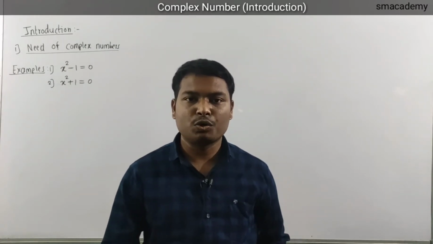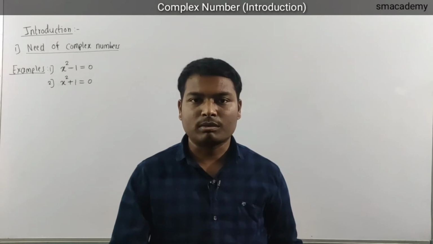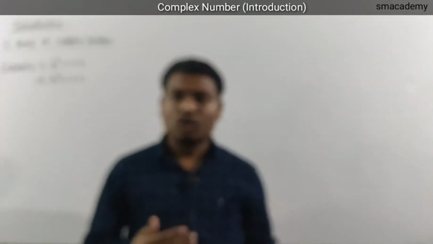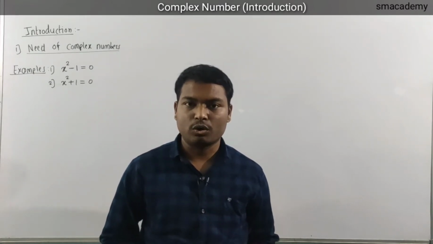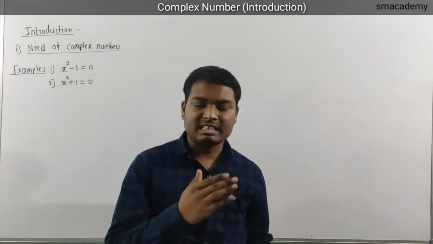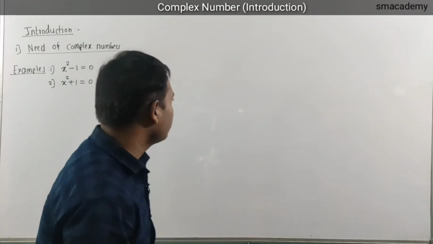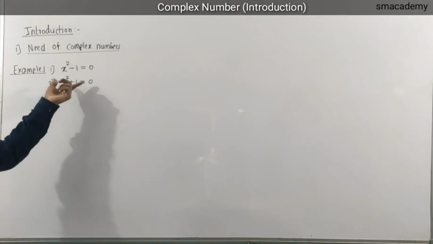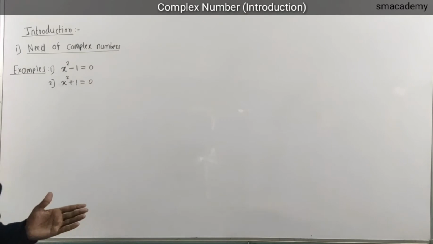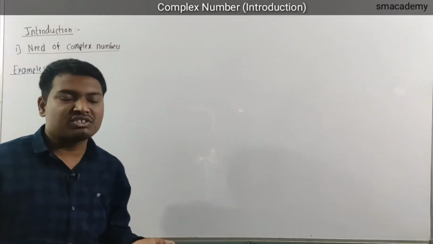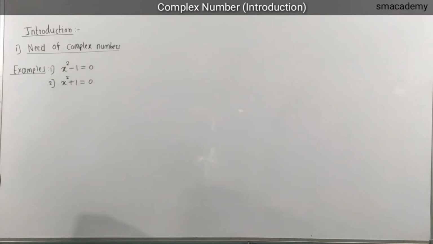In this lecture, we are going to learn a chapter, complex numbers. First, we see the introduction part of complex numbers. Students, we see some types of equations in previous chapters. What is an equation? The expression which contains the equal to sign is called an equation. Let's see two examples of equation: x square minus 1 equal to 0 and x square plus 1 equal to 0. Before finding the solution of these two equations, let's see the topic first, the need of complex numbers.